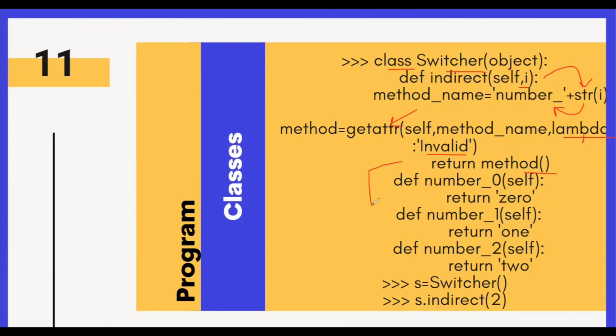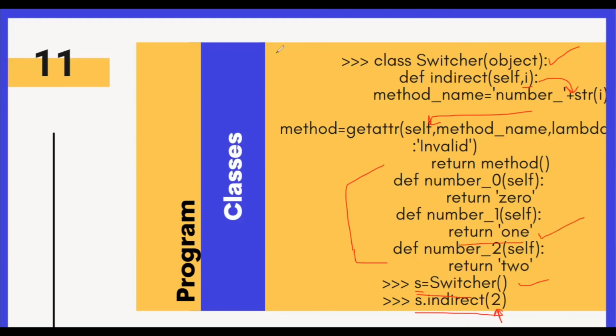So we have cases. s equals switcher. Here it's going to the class. So we have created an object for that. And now we are declaring 2. So i will become 2 and it will pass on to the string. And the same process will follow. Now it will find a matching case for that. So what is the matching case here? It will be this. So it will return the 1 value.